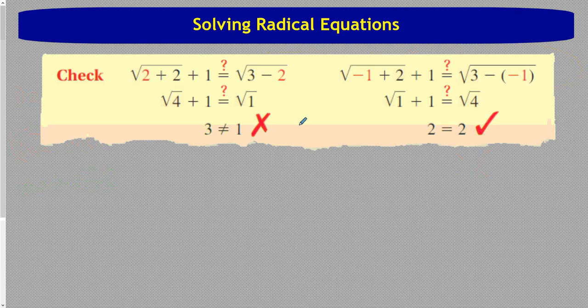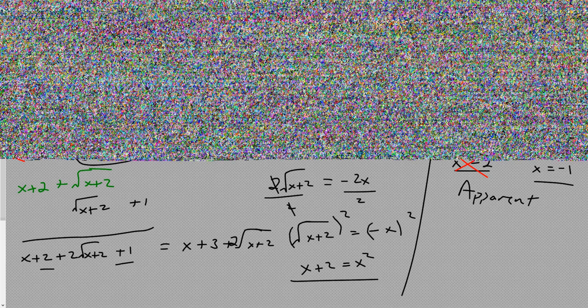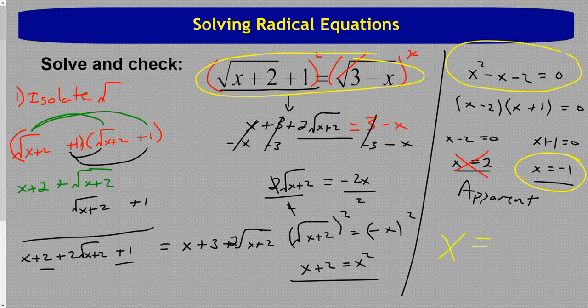Jump back over here. Plug in negative 1. Negative 1 plus 2 is 1. Square root of 1 is 1. Plus 2 is 3. 3 minus negative 1, that's 3 plus 1 is 4. Square root of that is 2. This one works, which means that this guy is the actual solution. X equals negative 1.